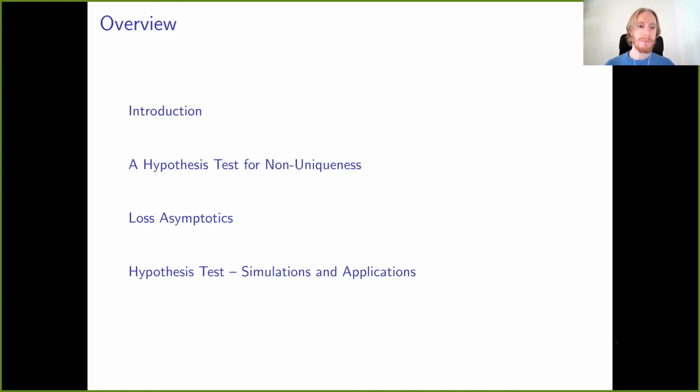Then I will very briefly touch on the technical side, on the loss asymptotics, but I will not go into the calculations and the proofs that are in my paper, because that would really derail things quite a lot, I think. And finally, I will show some simulations to illustrate the properties of the hypothesis test. And I will show 3 applications.